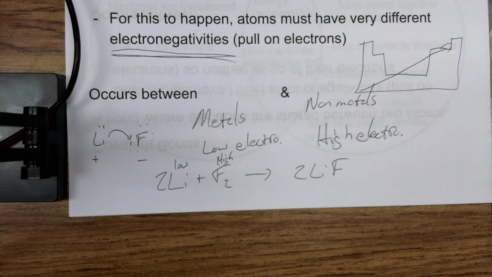But the key thing, if we walk away today knowing that my metals have low electronegativity and are going to lose their valence electrons to the high electronegativity nonmetal that's bonding to, we're in a good place to be.